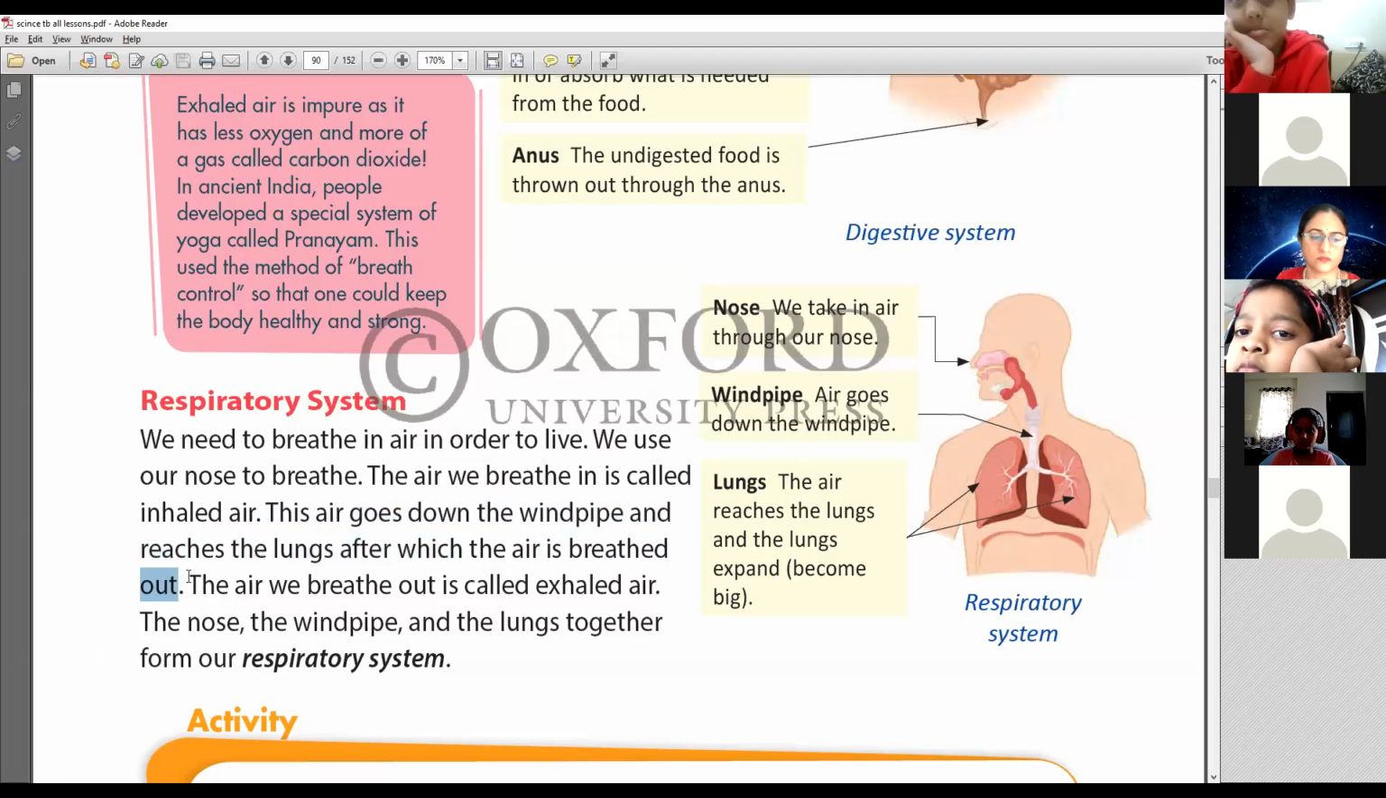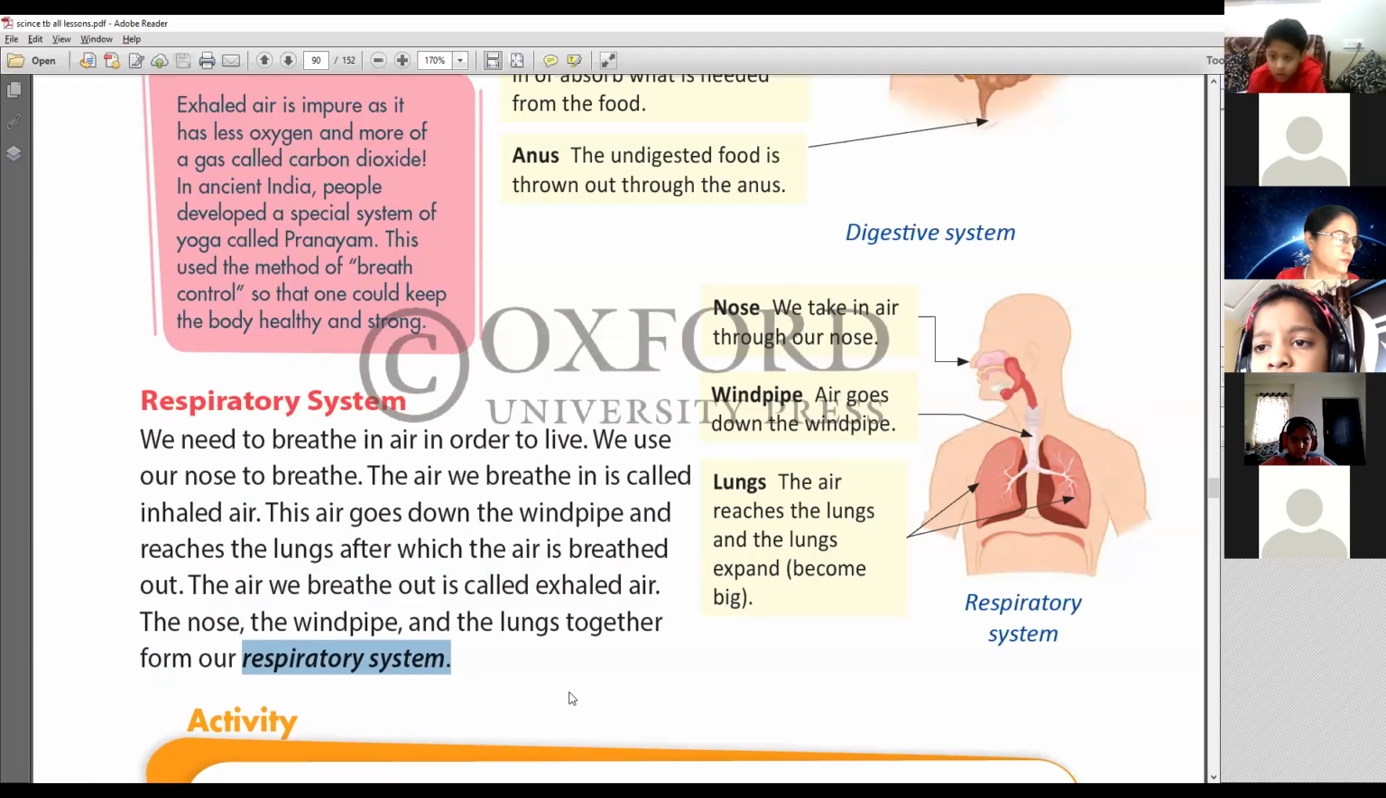breathed out. The air we breathe out is called exhaled air. Exhale. The nose, the windpipe, and the lungs together form our respiratory system. Respiratory system. Respiratory. Pronounce properly. Respiratory.